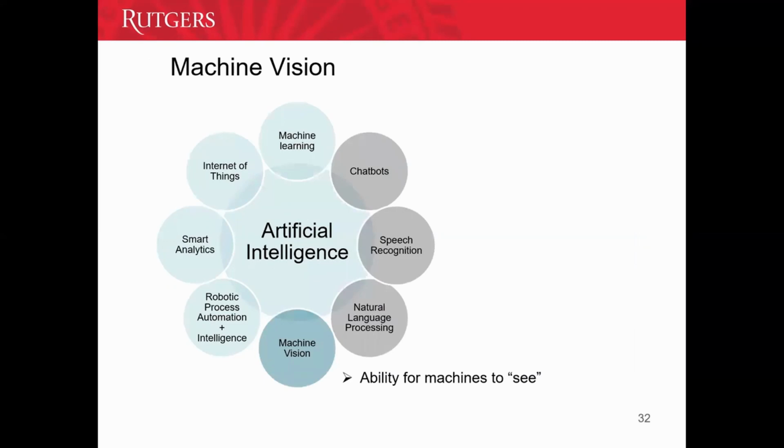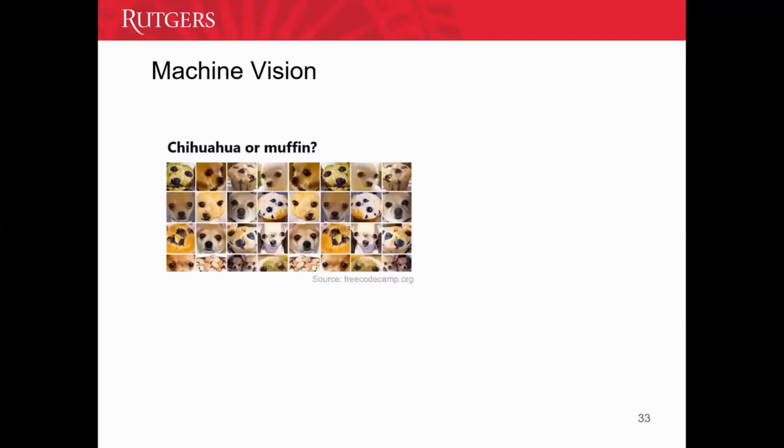Another AI technique I want to highlight here is machine vision. We've talked a little bit about self-driving cars in the beginning of this class, and self-driving cars are an example of machine vision because they have the ability to see, right? Just like human beings, they have this ability to analyze the environment and interpret the signals that are coming from the environment.